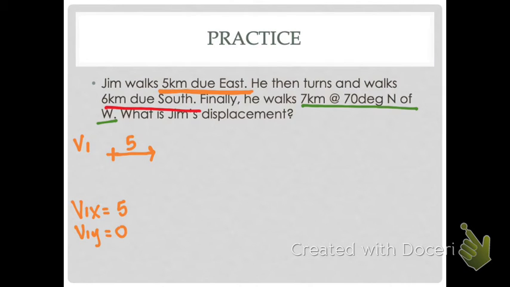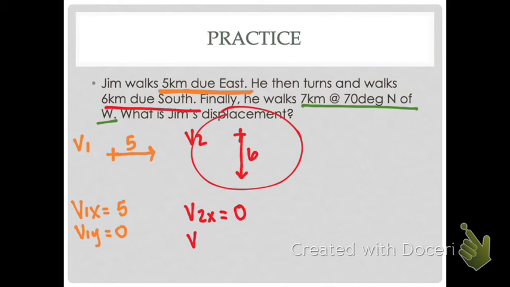My second one is the red one here. V2 says he walks 6 kilometers south. So that means v2x would be equal to what? 0, because I have no x component in that vector at all. v2y would be equal to negative 6, right? Because it's going south.